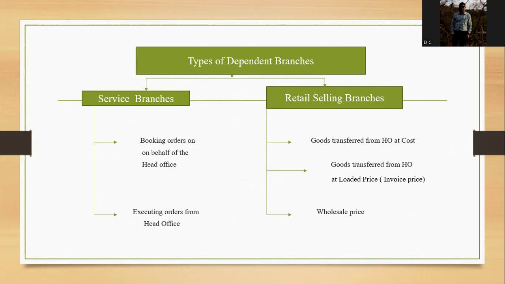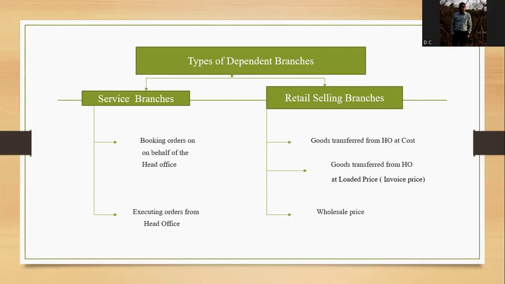When these service branches are booking or executing orders on behalf of the head office, the accounts relating to these types of branches consist mainly of expenditure accounts for salaries, wages, traveling, and miscellaneous expenses. Generally, the branch manager is provided with a small fund, particularly a petty cash fund, which is replenished periodically to pay small items of expenses.